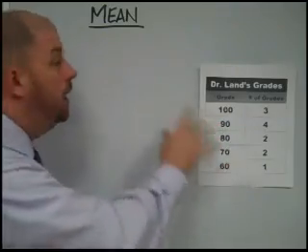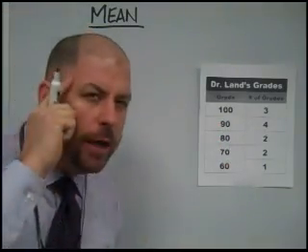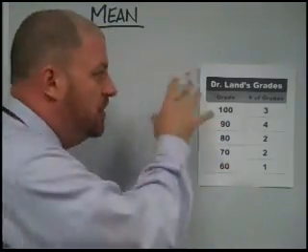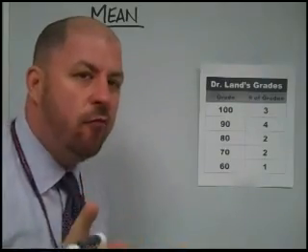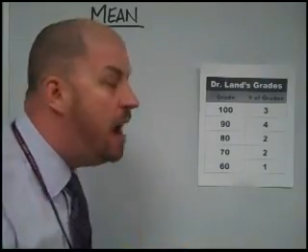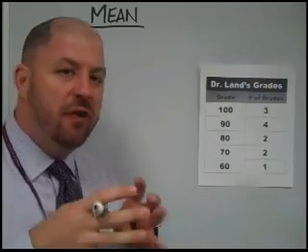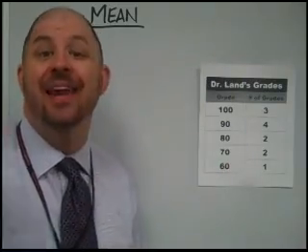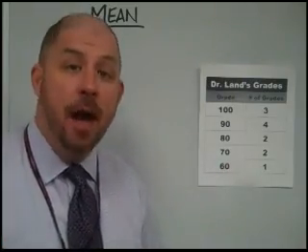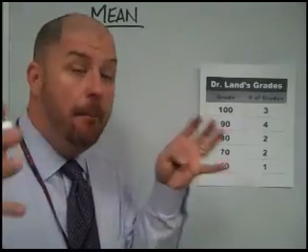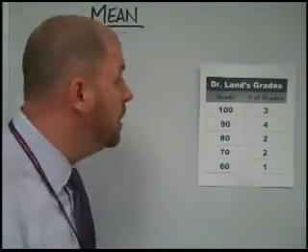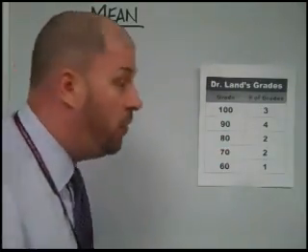Again, we've got our data. Let's find the mean. Remember, what is the mean of a set of data? That's the average. So we got to figure out how to get the average. Well, I know to get the average, you have to add up all the numbers and then divide by the number of data, the number of numbers that you have.